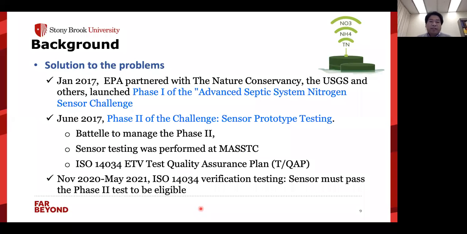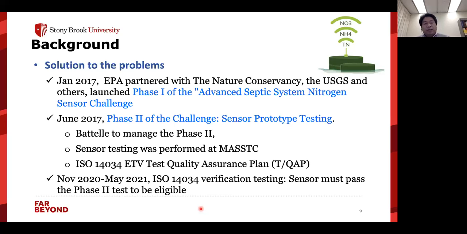In the middle of 2017, phase 2 of the challenge was launched. That's the sensor prototype testing. EPA contracted Battelle to manage phase 2 of the challenge. The phase 2 sensor testing was performed at MASSTC, the Massachusetts Alternative Septic System Test Center. All these tests are based on ISO 17025 and the TQAP, the test quality assurance plan. All the tests are based on this plan.